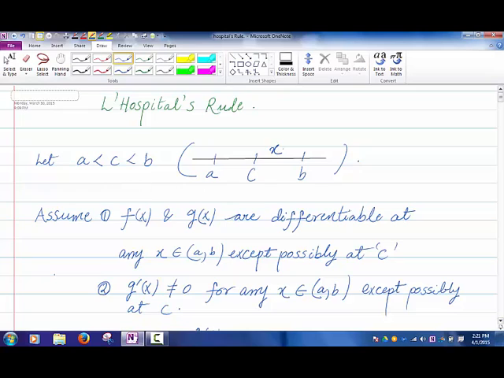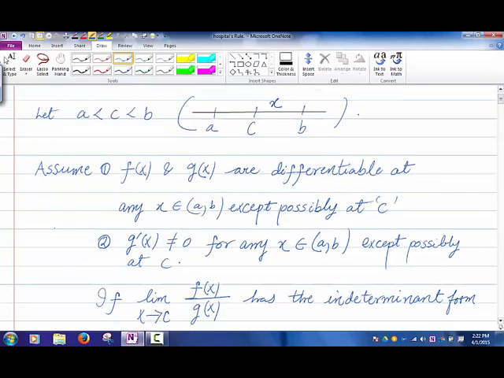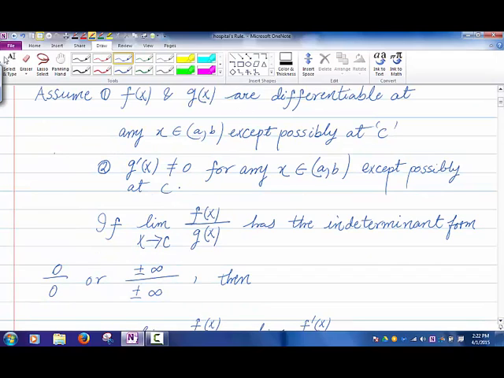The second assumption of L'Hopital's rule is the derivative of g is non-zero at any x between a and b except possibly at c. The derivative of g is non-zero at every x between a and b except possibly at c. Those are two assumptions there. Now, I can tell you what L'Hopital's rule says.